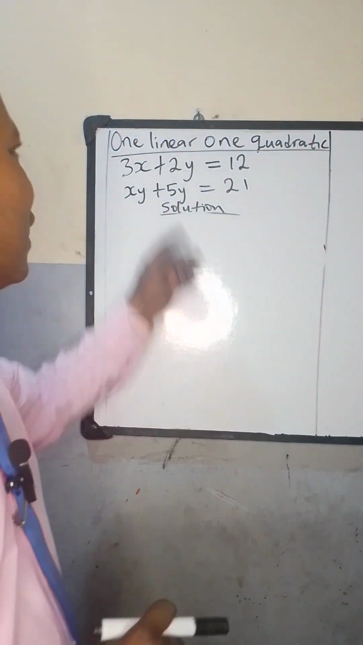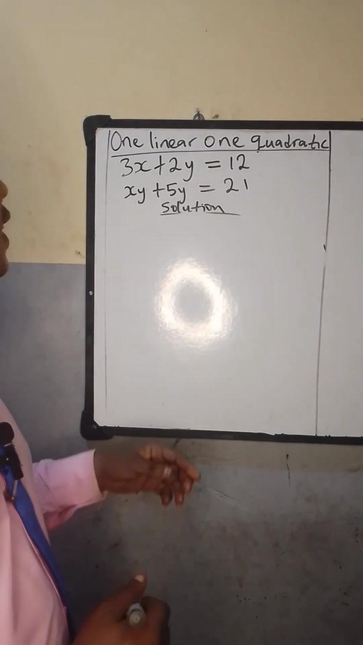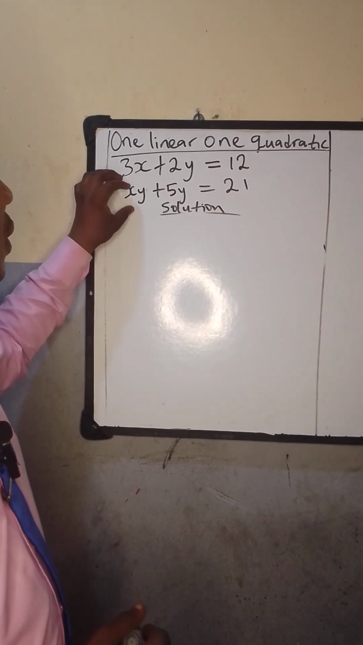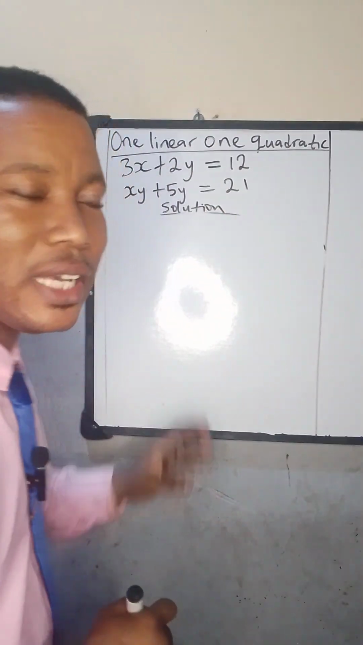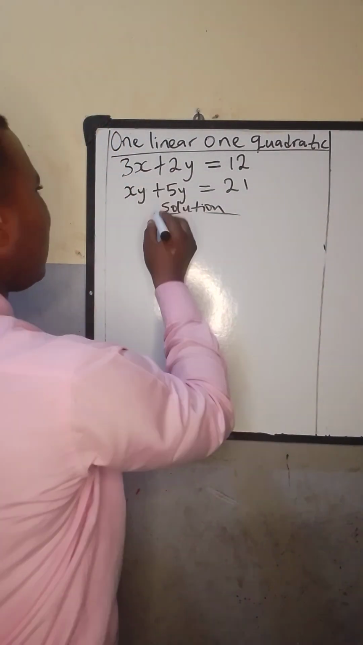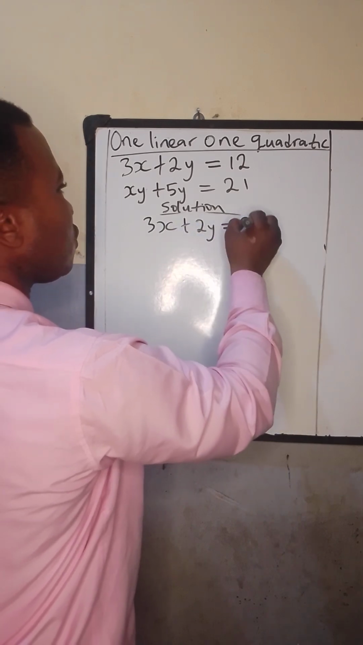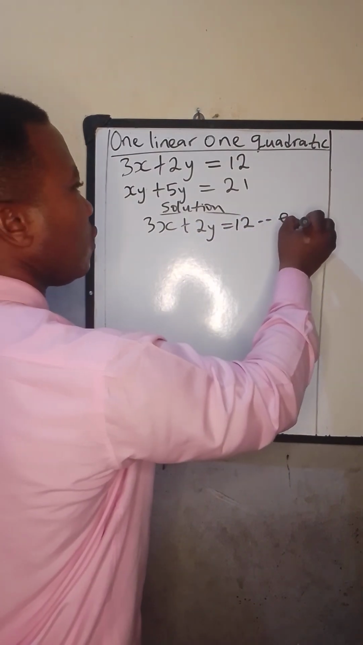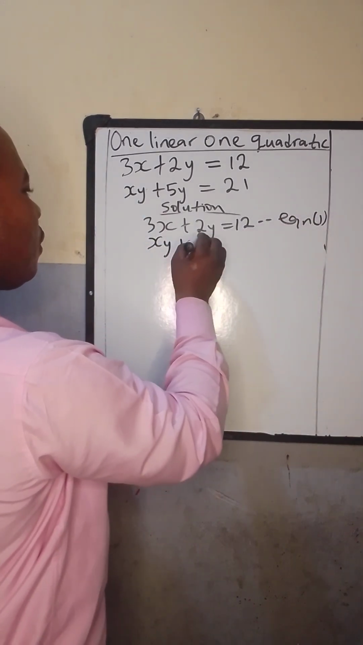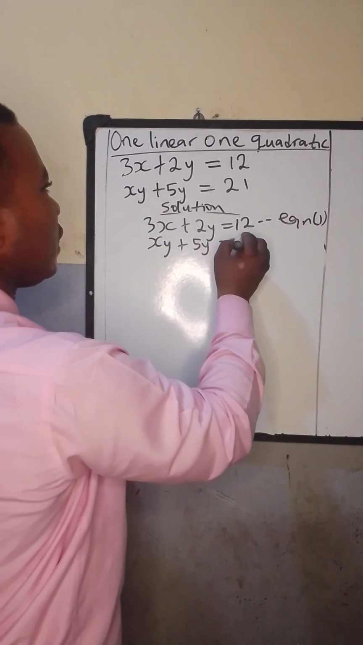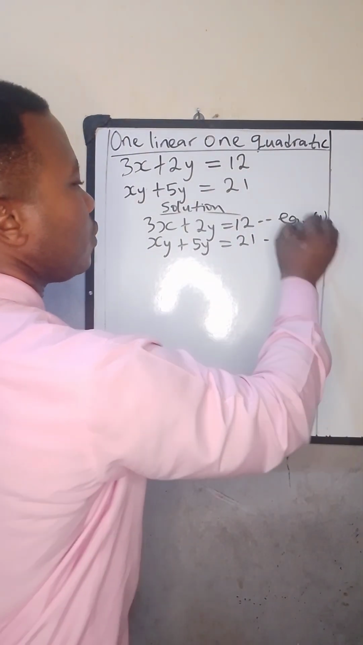Today we'll be looking at one linear, one quadratic. You can see this one is linear, but it is not yet in quadratic form, so we'll try to make it quadratic. We have 3x plus 2y is equal to 12 as equation 1, and xy plus 5y is equal to 21 as equation 2. Good.